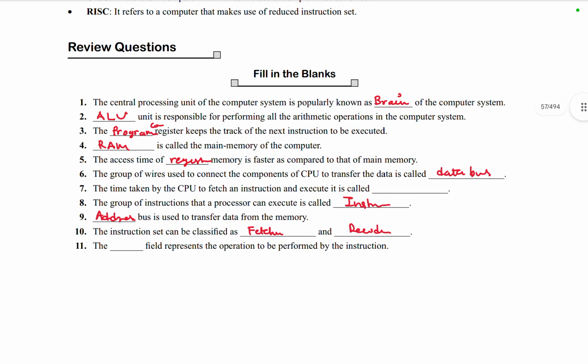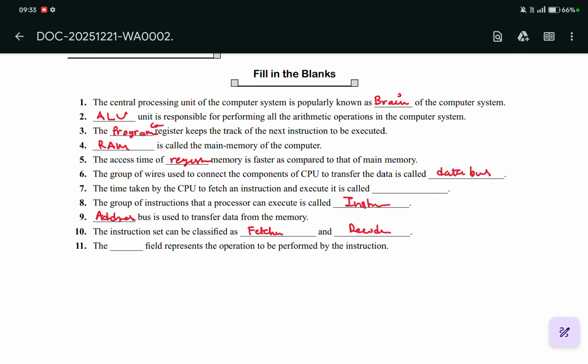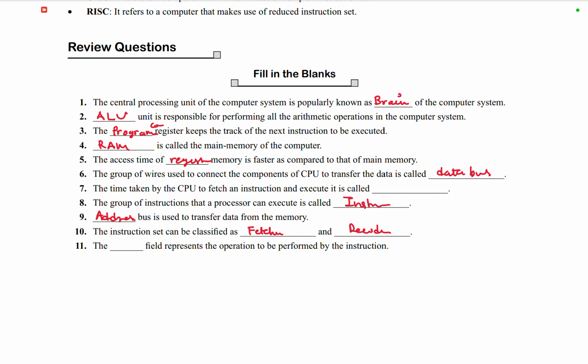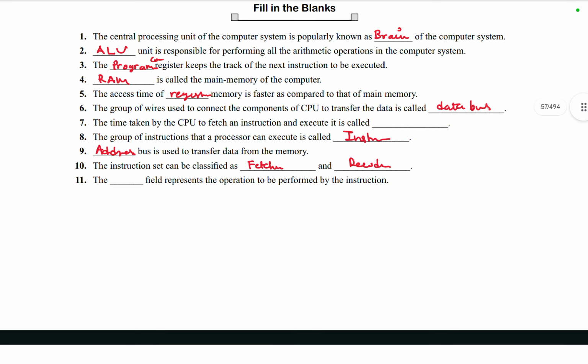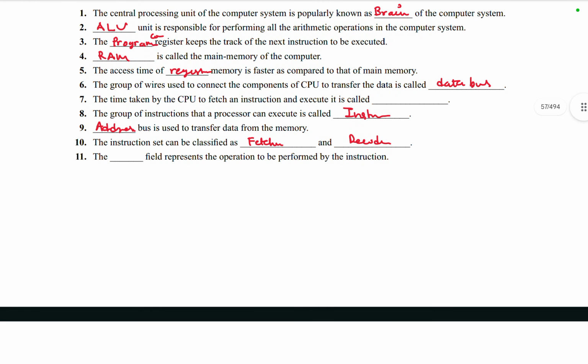ALU, brain of the computer. ALU unit responsible for arithmetic operation. Computer's program counter register keeps track of the next instruction to be executed. RAM, called main memory of the computer. Access time of register memory is faster as compared to main memory.